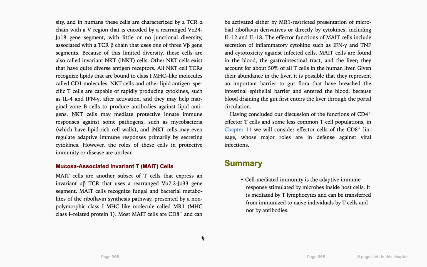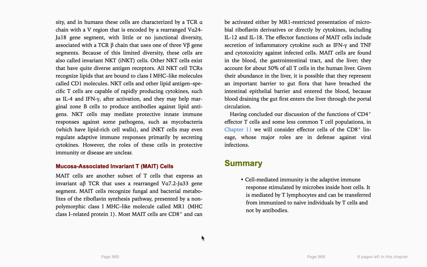J alpha 18 gene segments with little or no junctional diversity, associated with a T cell receptor beta chain that uses one of three V beta gene segments. Because of this limited diversity, these cells are also called invariant. This is the invariant natural killer T cell. Other natural killer T cells exist that have a quite diverse antigen receptor.